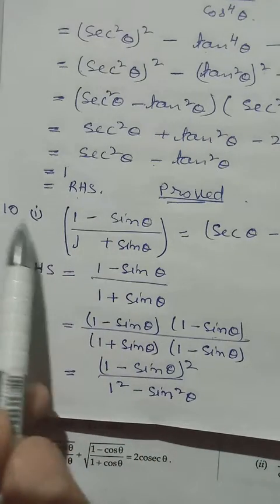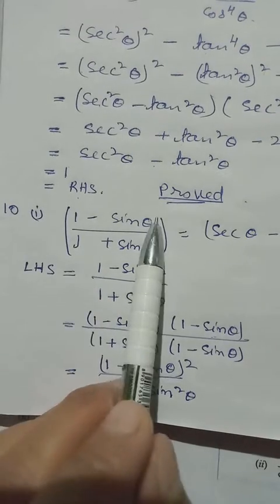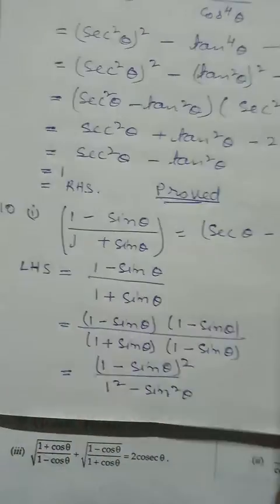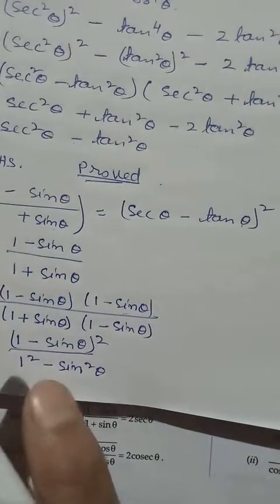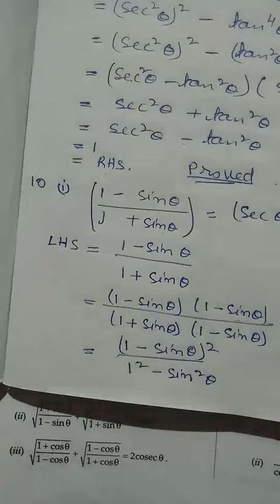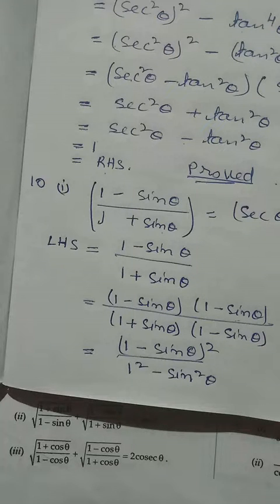Let us continue with question 10.1. We have 1 minus sine theta over 1 plus sine theta. We have to show it is sec theta minus tan theta whole square. We don't have a square, we cannot apply identity. Then we have only sine. So there is no relation as such. So what shall we do?